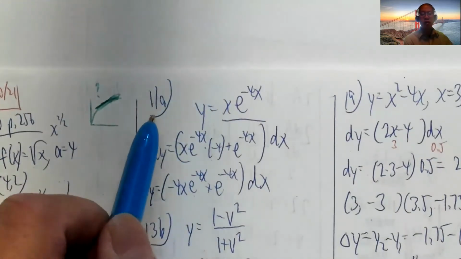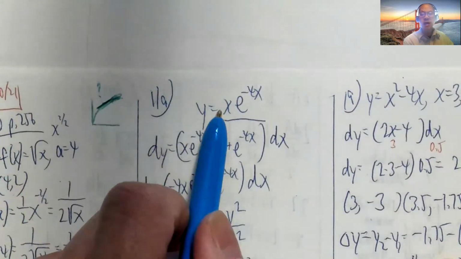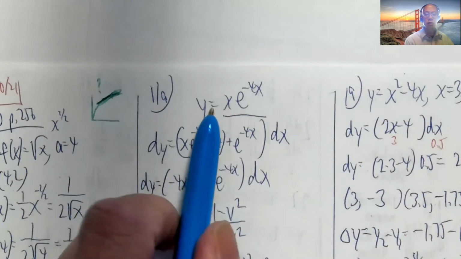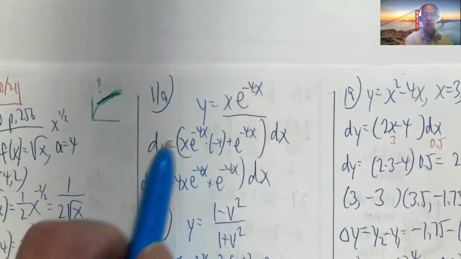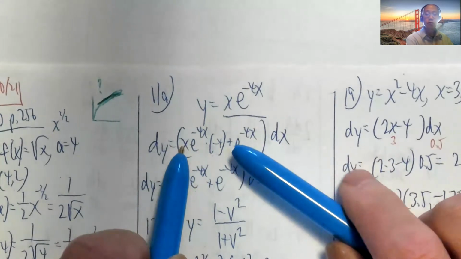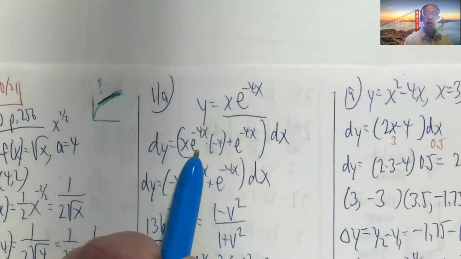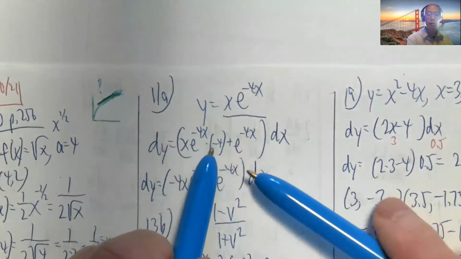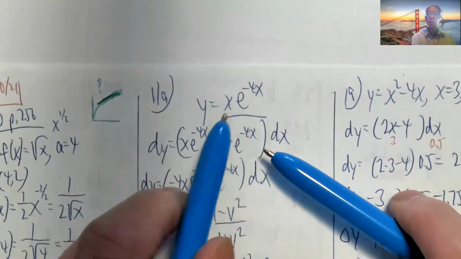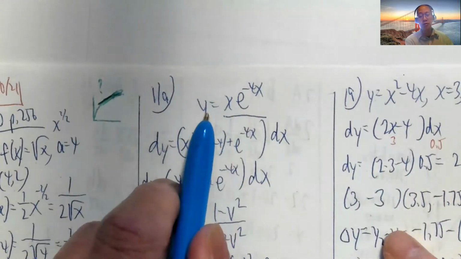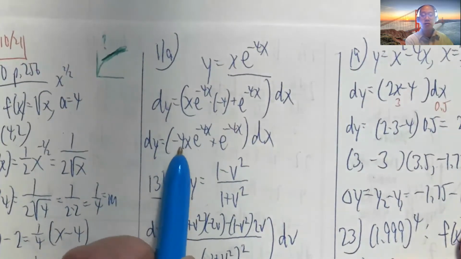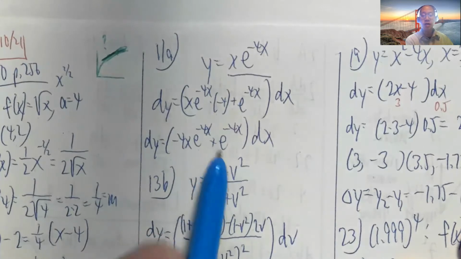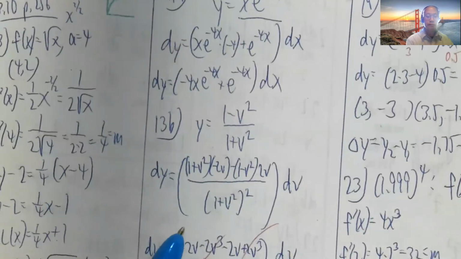11a just asks for the differential. Y equals x e to the negative 4x. The differential dy is just the derivative of this times dx. So this is a product rule. First times derivative of the second. Derivative of e to the negative 4x is e to the negative 4x times negative 4. Plus the second function, e to the negative 4x, times the derivative of the first, but that's just 1. And a little bit of touch up. So dy is negative 4x e to the negative 4x plus e to the negative 4x dx.